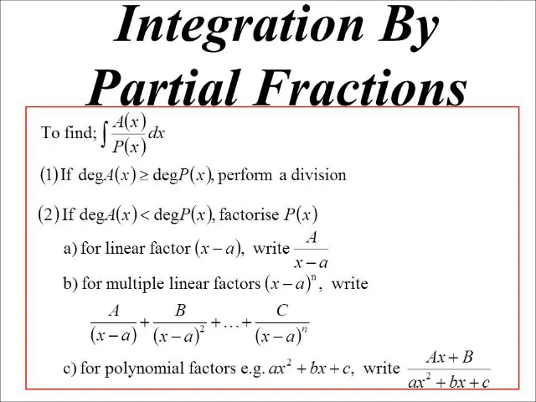And then the only other factor you could have, because remember all polynomials can be factorised down to be a combination of linear and quadratic, is a quadratic factor. And so if you have a quadratic factor, you set up a fraction with a linear factor on the top, so degree of one less: Ax plus B on ax squared plus bx plus c.